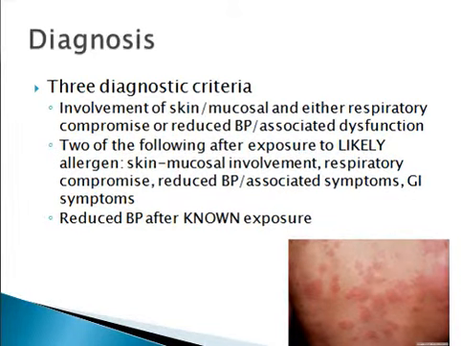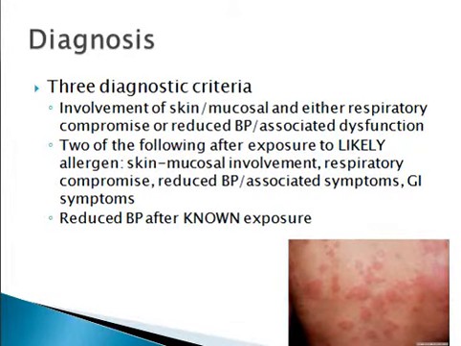For the second criteria, we're looking for two of the following after exposure to a likely allergen. Two of the following including skin, mucosa involvement, respiratory compromise, reduced blood pressure and associated symptoms like I mentioned earlier, and GI symptoms. The third criteria is a reduction in blood pressure after exposure to a known allergen. So, as you can see from the third criteria, like we mentioned earlier, you actually don't need skin involvement to be diagnosed with anaphylaxis.